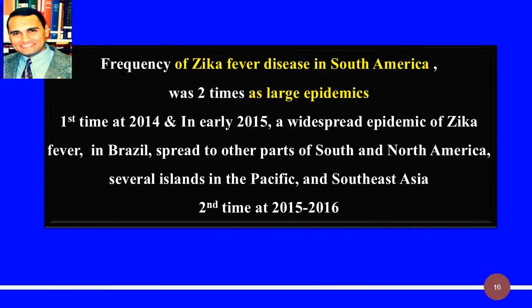The frequency of Zika fever disease in South America occurred as two large epidemics. The first was in 2014 and early 2015. A widespread epidemic of Zika fever, reported in Brazil, spread to other parts of South and North America, several islands in the Pacific, and Southeast Asia. The second was reported between 2015 and 2016.